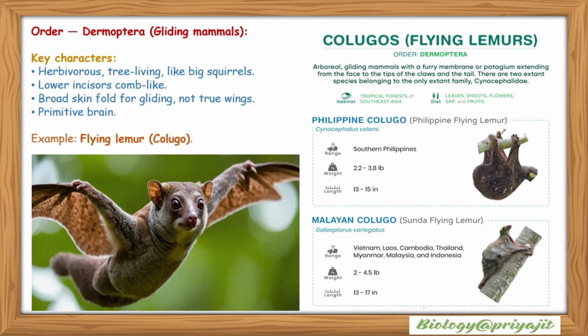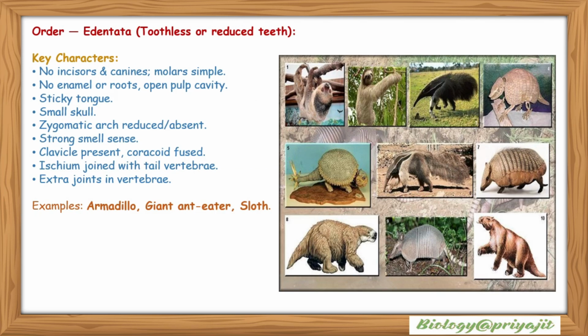Dermoptera, or gliding mammals. The key characters include that they are basically herbivorous, tree living, and like big squirrels. They have lower incisors, which are comb-like. Their broad skin folds are used for gliding, but they do not have true wings. They have a primitive brain structure.